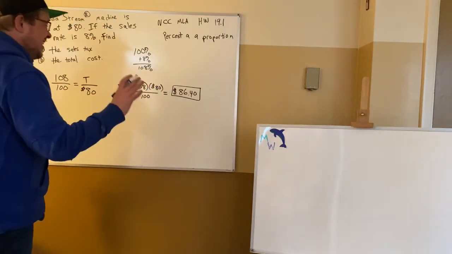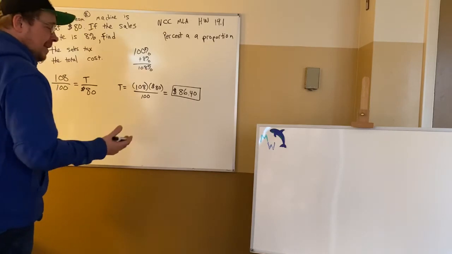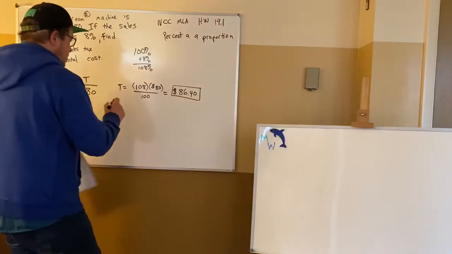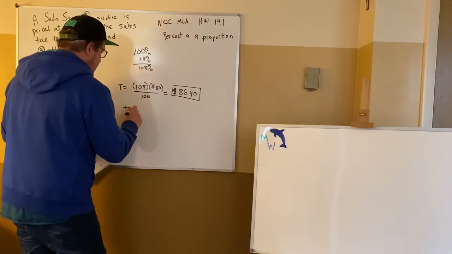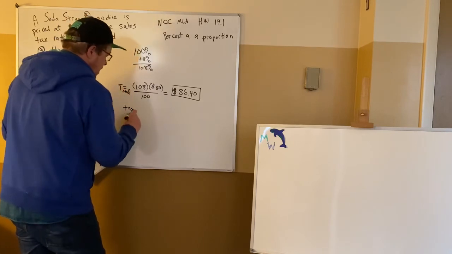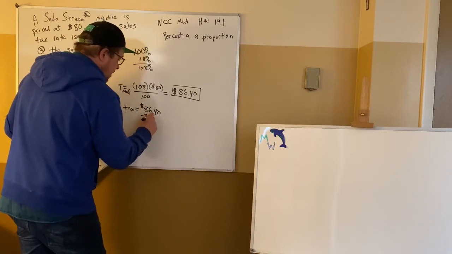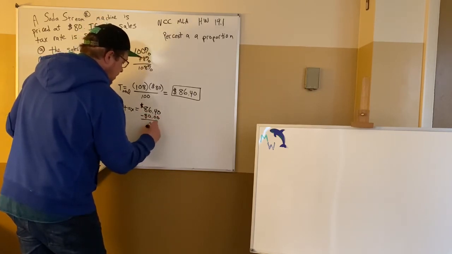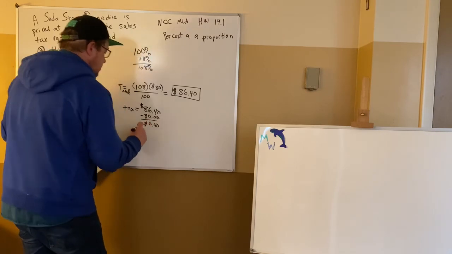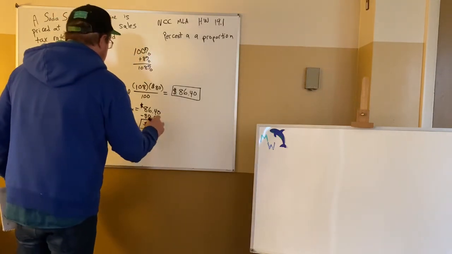And now I can take that, which is locked up, and I can find out how much of that was tax by going with the tax. This was the total, and the tax is going to take the whole $86.40 total, subtract the original $80, and I'll get $6.40.